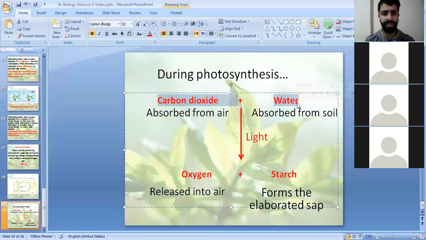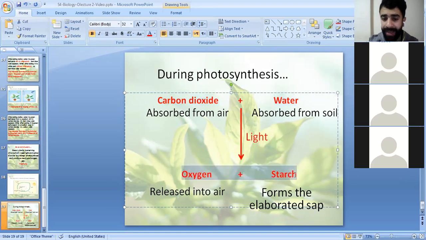Water and carbon dioxide. Carbon dioxide is absorbed from the air. The plant absorbs carbon dioxide. Water is absorbed from the soil. The plant absorbs it from the soil up through the roots and the stem to the leaves. So carbon dioxide and water are called the reactants. In the presence of sunlight, we have products that are oxygen and starch. Oxygen and starch are the products of this reaction.